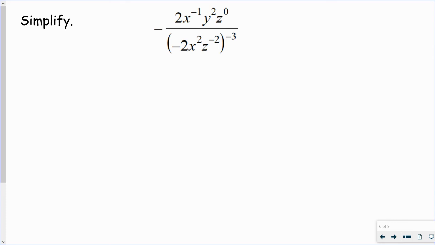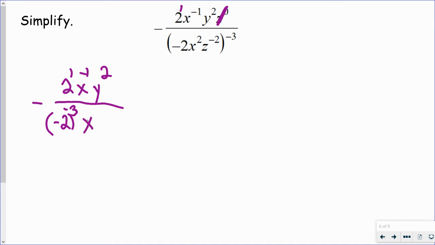Okay, now, anything to the power of 0 is 1. That, in effect, goes away. So I'm just going to start distributing things here. I'm going to leave that negative out front. That 2 stays. I'm just going to put a little power of 1. Okay. I still have this x to the negative 1, y to the power of 2. Now, I'm going to take this and distribute it. And distribute it. And distribute it.